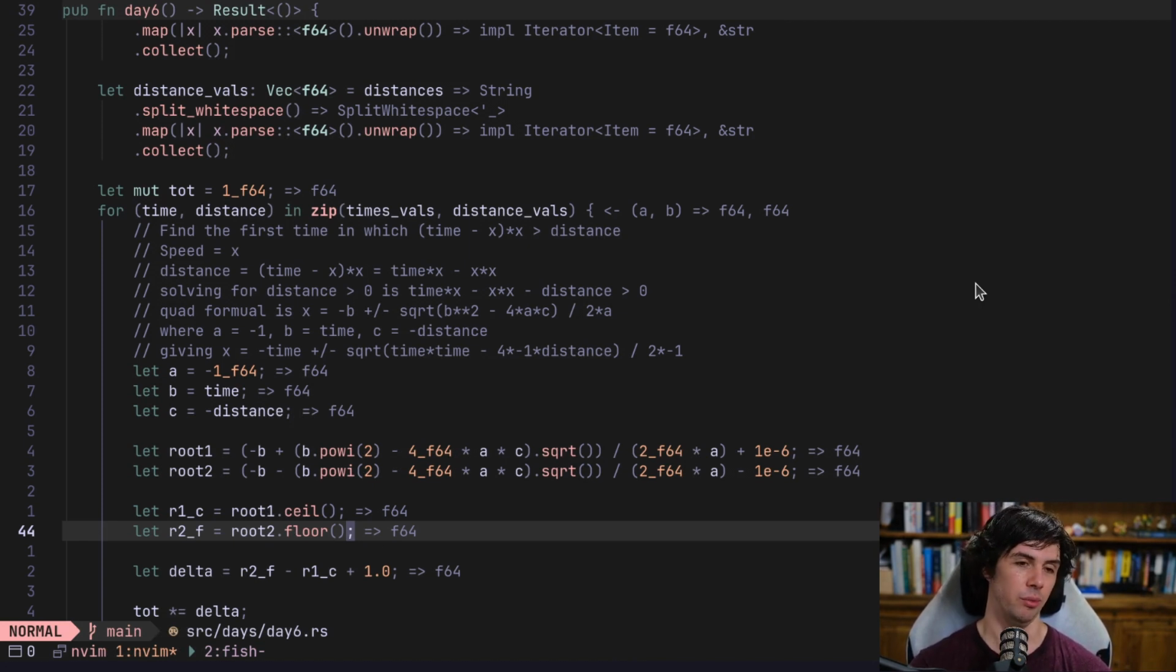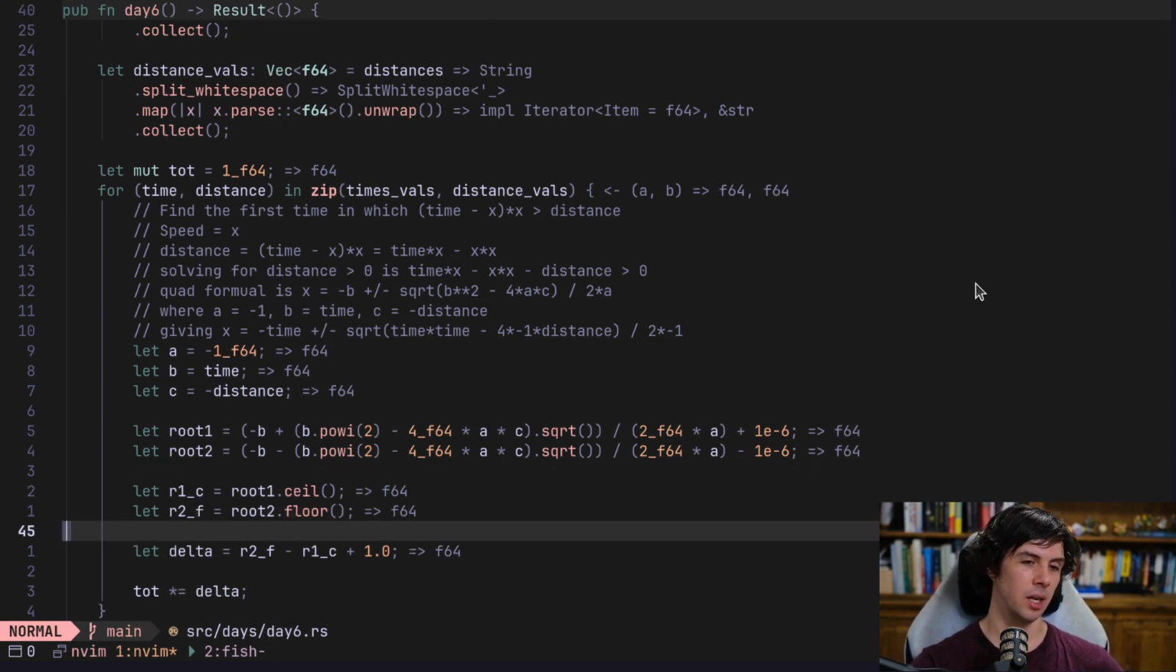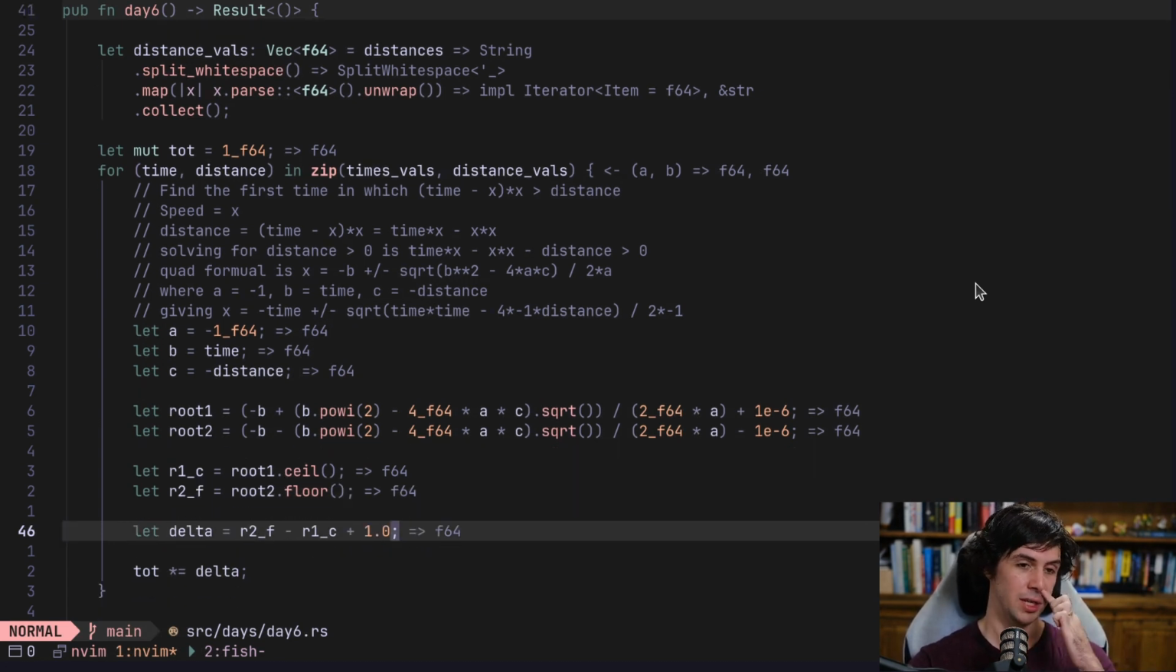Well, we can't hold it for 1.5 seconds. So we either need to hold it for 1 second or 2 seconds. So depending on whether it's the lowest possible value or the highest, we need to pick one and round to it. But we do that rounding. We then add 1 for the space in between because it needs to be inclusive. And that delta is now going to be a 64-bit float, but it's going to be indicative of the range of times in milliseconds in which we will beat the record.